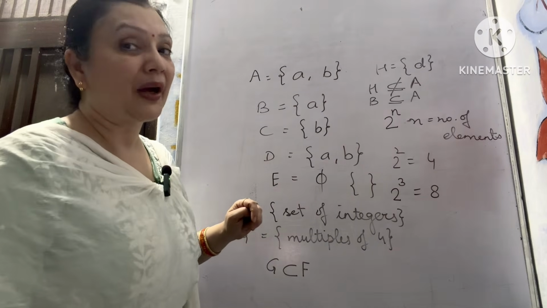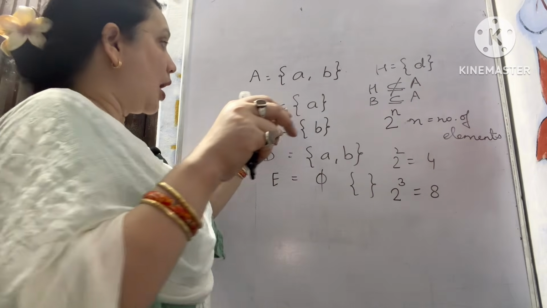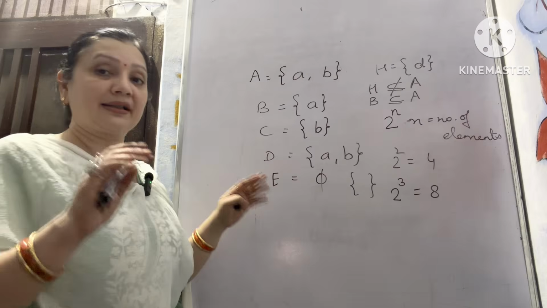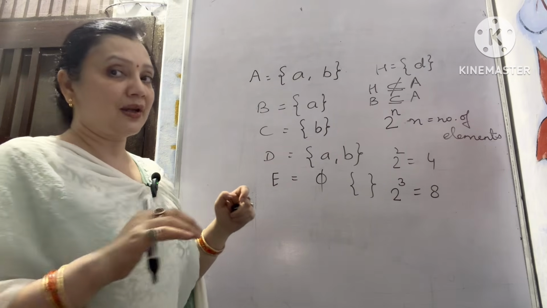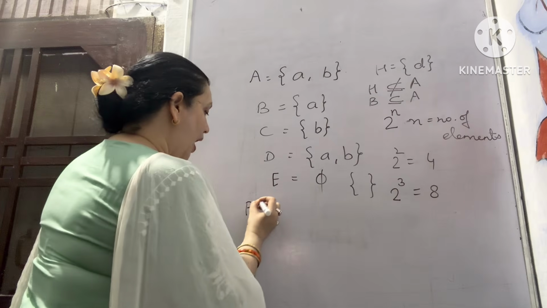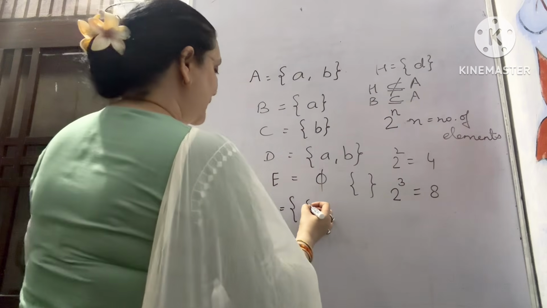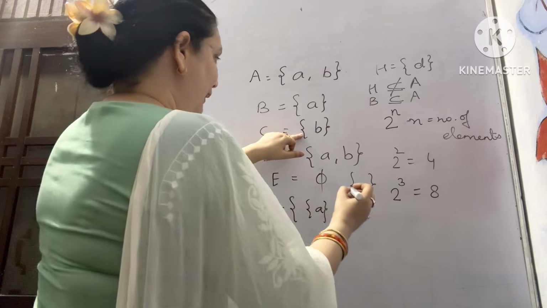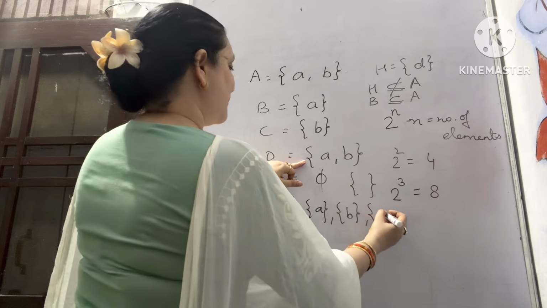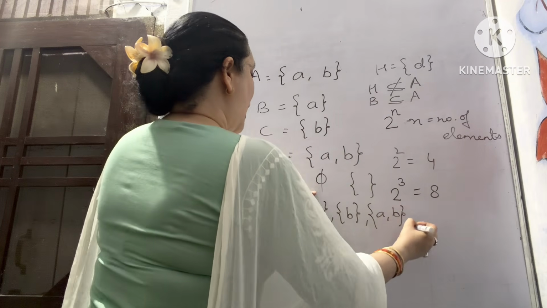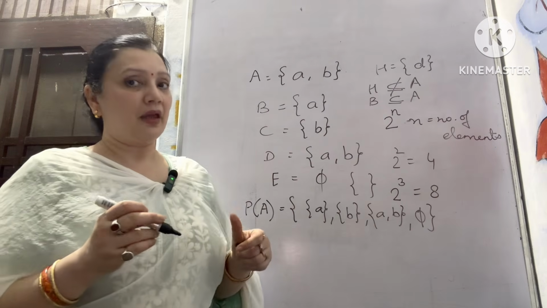Now let us move to power set. Power set is a combination of all the subsets. If I make a set which has all the subsets in it, then that will be known as a power set. So power set of A will be this set A, then this subset B, then this subset A comma B, and also the null set. This will be the power set of A.